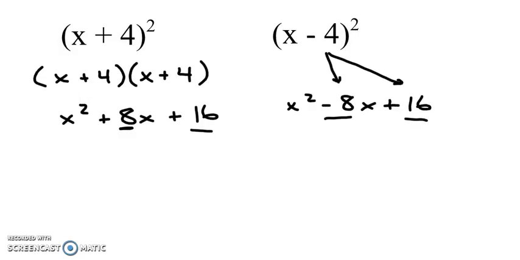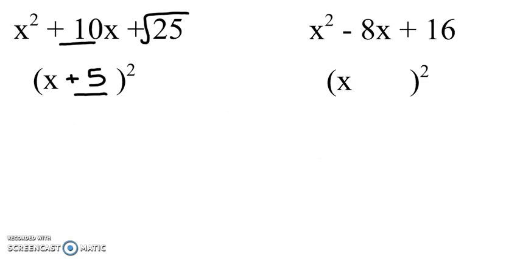Okay, so again, going back here, we notice that 2 times 4 gives us 8, and then 4 squared gives us 16. And when we did 2 times negative 4, we got negative 8. And when we did negative 4 squared, we got 16. So down here, square root of 25 is 5. Half of 10 is 5 there.